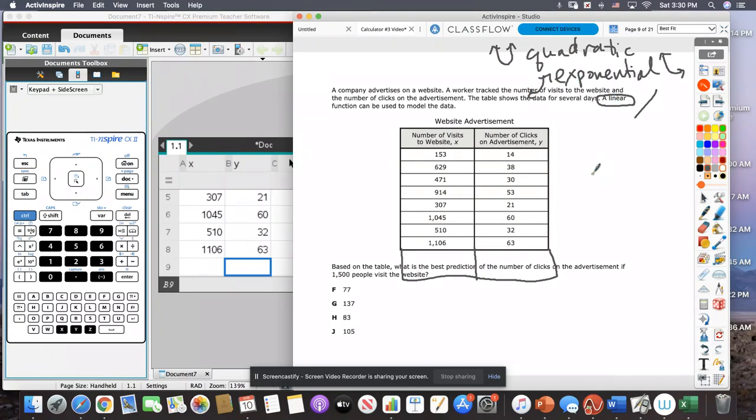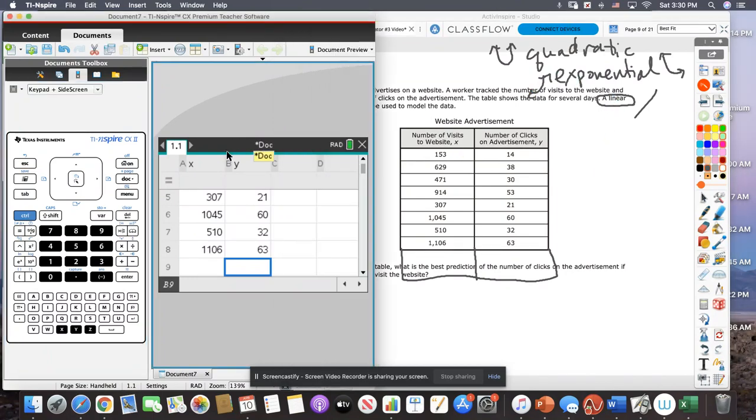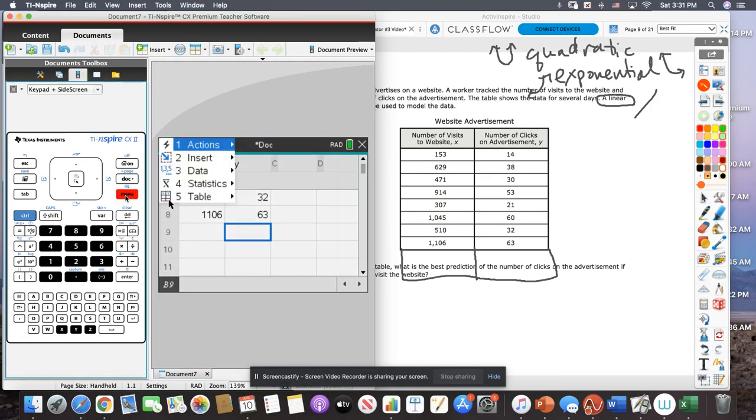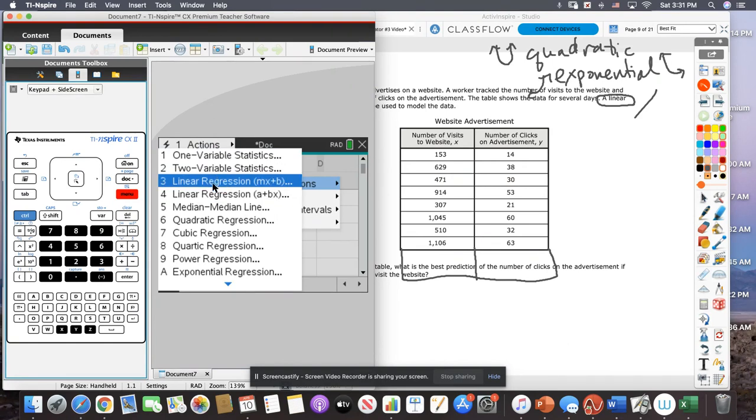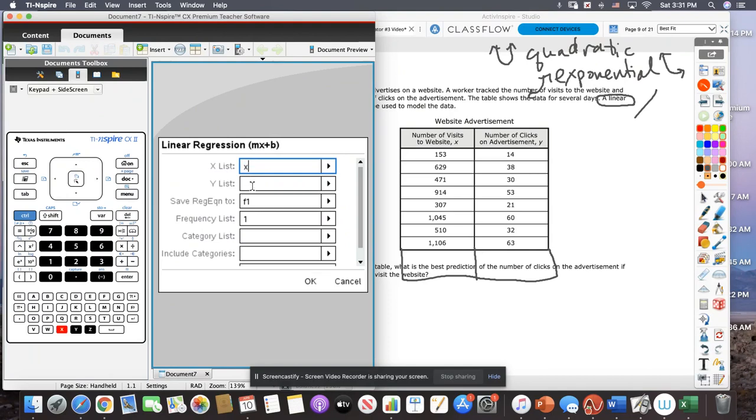All right, in this particular one, it tells us it's linear. I saved us some time. I've already typed this into the list spreadsheet. So I'm going to put my blue box right after the data. Then I'm going to do two different things here. I'm going to show you some new skills. So first of all, like we did before, menu, statistics, stat calculations, and number 3, mx plus b, x, and y, and then come down here and click OK.